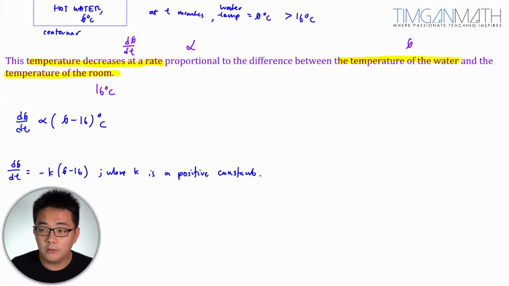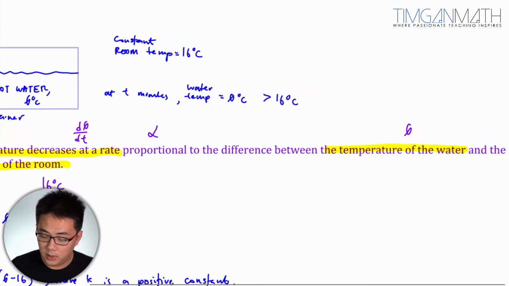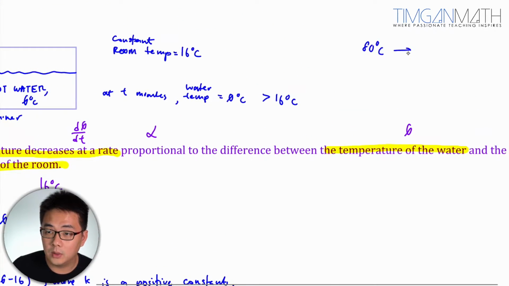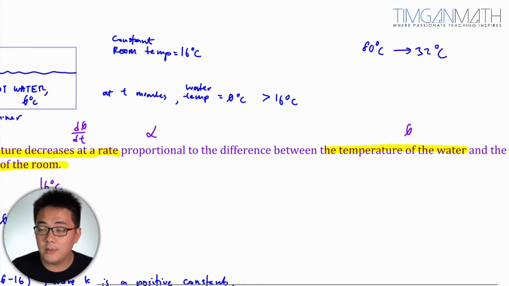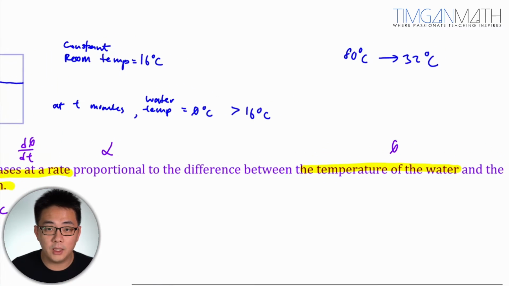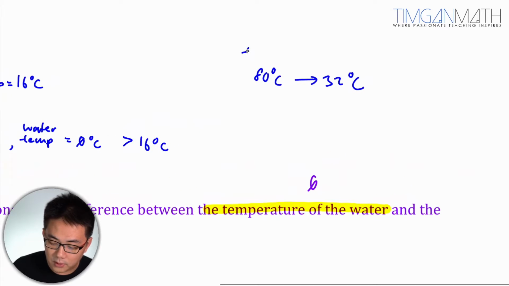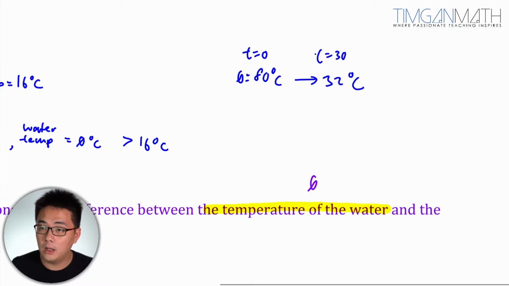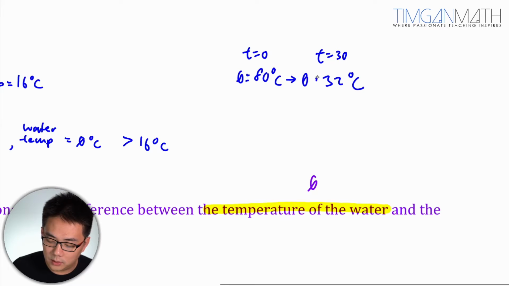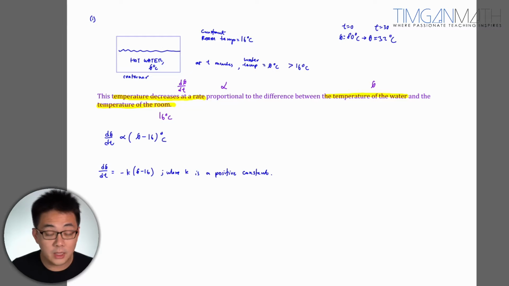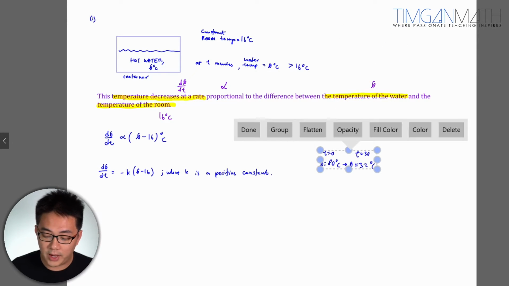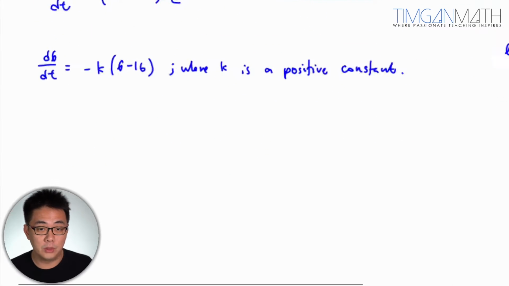The temperature of water falls from a value of 80 degrees to 32 degrees. The time is in minutes, T minutes, right? So at T equals 0, you have theta equals 80. Then after which at T equals 30 minutes, you will have theta equals 32 degrees. Okay, so let's see how we can solve this properly. This is a boundary condition. So this boundary condition will help you to solve the unknown which you'll find.